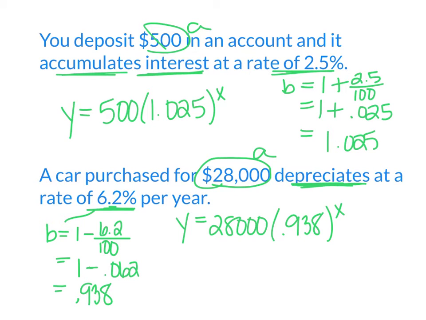So notice some of the things that we talked about at the beginning of the video. Here my b value is greater than 1, which implied exponential growth. Here it's smaller than 1 but bigger than 0, which implies exponential decay. Okay, so now we'll look at a different context of an exponential function.